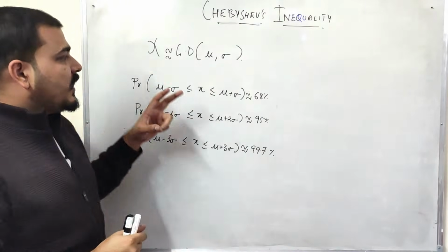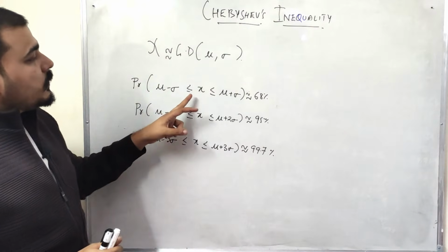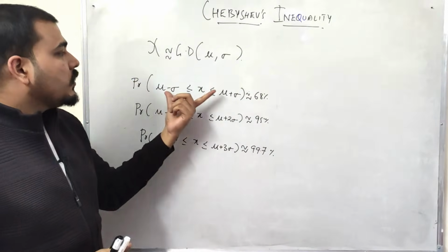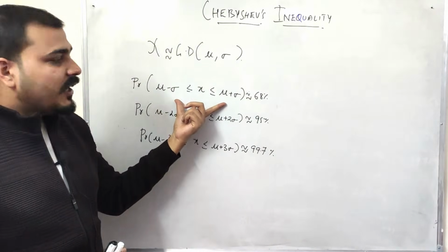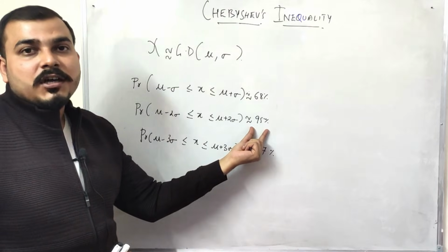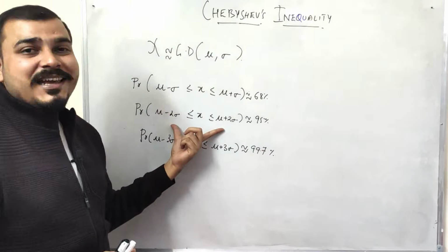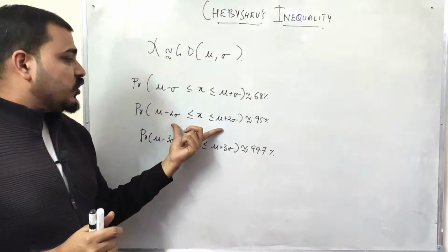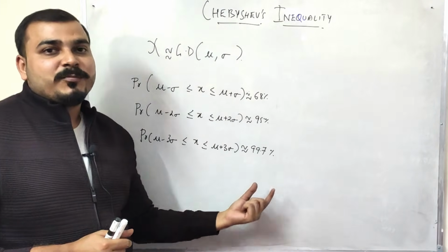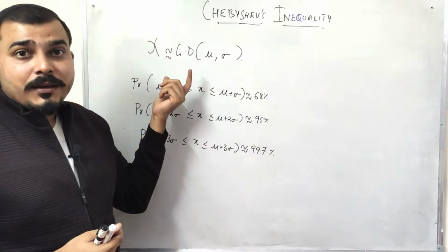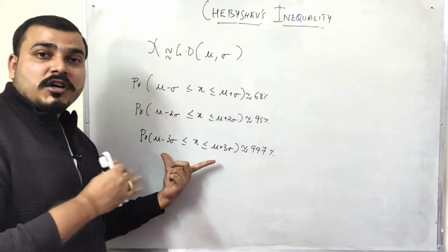Then we know that based on the empirical formula, 68% of your data points from your random variable x belong to the first range of standard deviation, right? Similarly, 95% of your data points belonging to the random variable x fall within the range of the second standard deviation, and similarly 99.7% of the data points belonging to x will fall in the range of the third standard deviation.